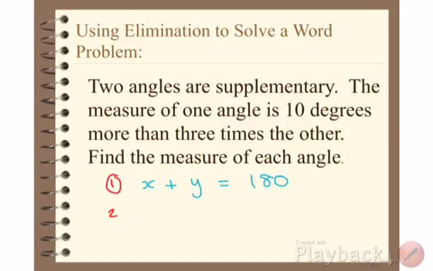My second equation then is going to be my next sentence. The measure of one angle is 10 degrees more than 3 times the other angle. Find the measure of each angle. So again, I'm using x and y as my angles. So one angle is equal to 10 plus 3 times the other angle. So it's 10 plus 3y, sorry. And that's my two equations.